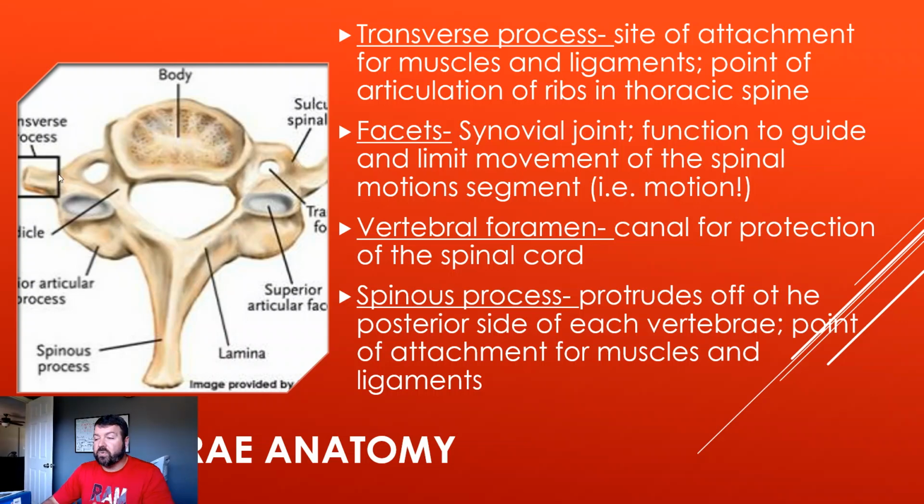Your ribs articulate and actually attach to the vertebra, and you have a little synovial capsule that attaches the two. Your facets are synovial joints. Their function is to guide and limit movement of the spinal column.